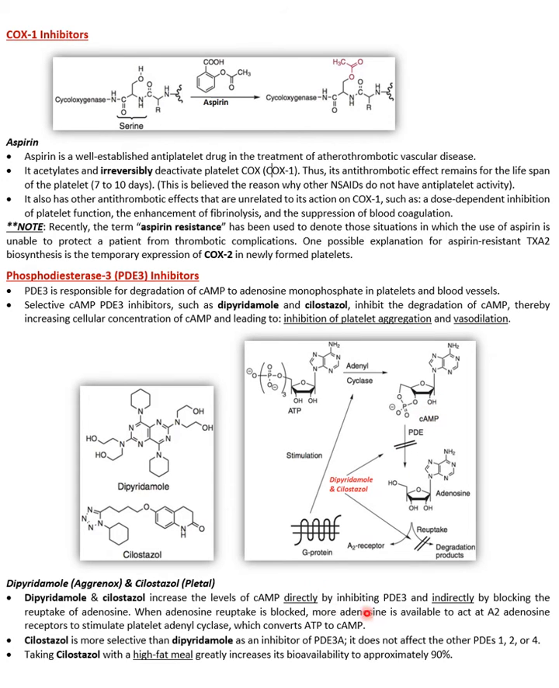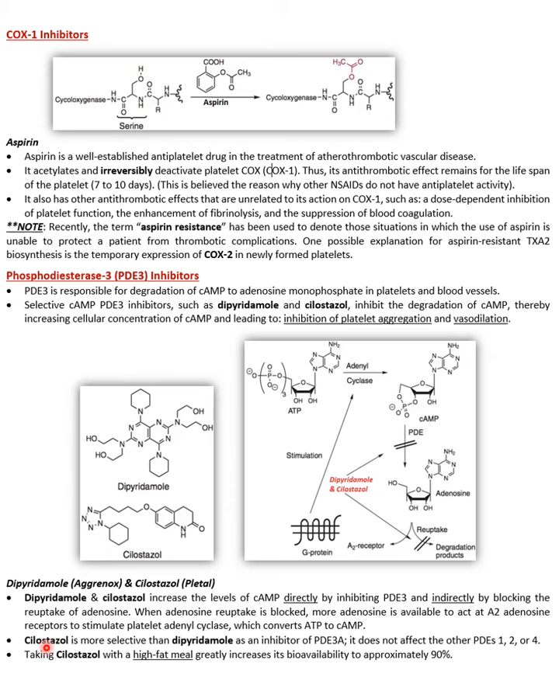So both would lead to an increase in the cyclic AMP, which, like we said, prevents platelet aggregation and prevents the degranulation, the breakthrough of the granules and releasing of the secondary messenger chemicals.